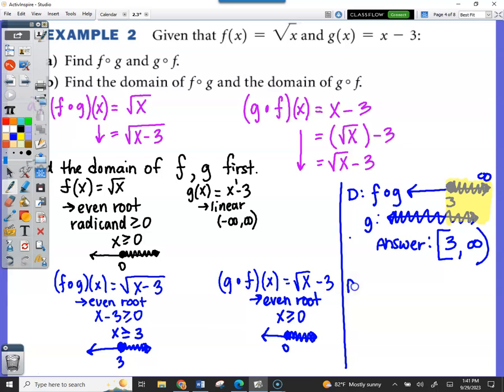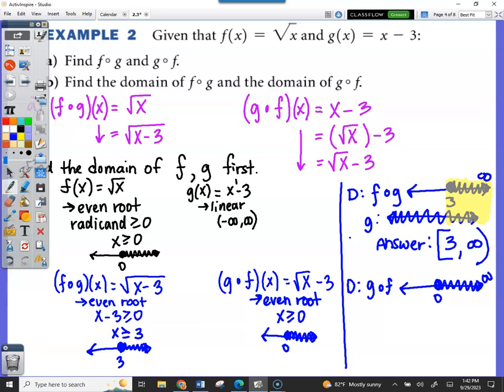Let's do the domain of g of f. Okay, so it's the domain of g of f. We already found it. We said it's what? Greater than or equal to 0. So 0 closed to the right, right?